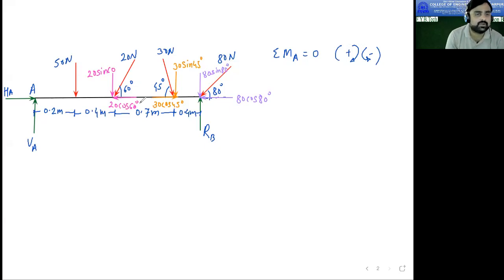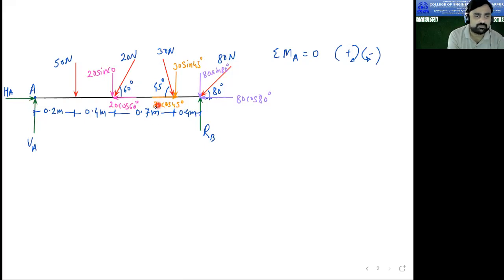Now these forces we should consider in our calculation. So when I apply moment about A equal to 0, I will write the equation first. I am taking the moment of all the forces at point A. So HA and VA will become 0 first. Then this 20 cos 60, if you extend its line of action, also passes through point A. So its moment is also 0, because the perpendicular distance becomes 0.